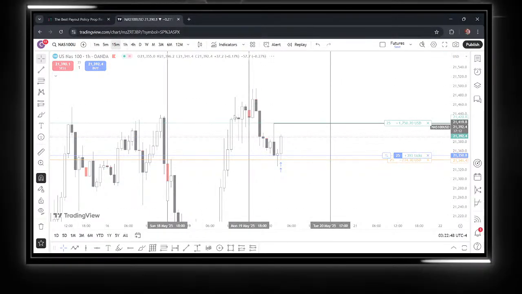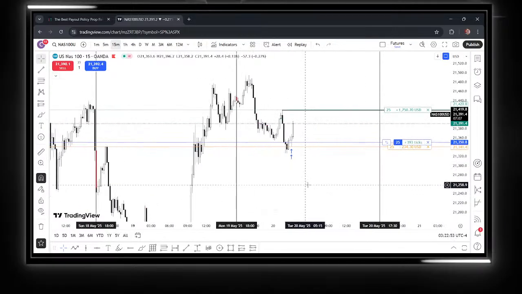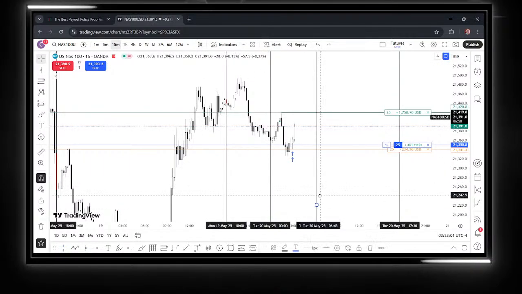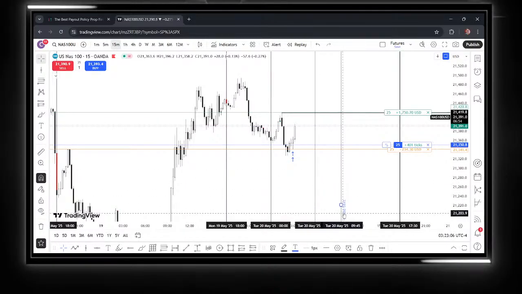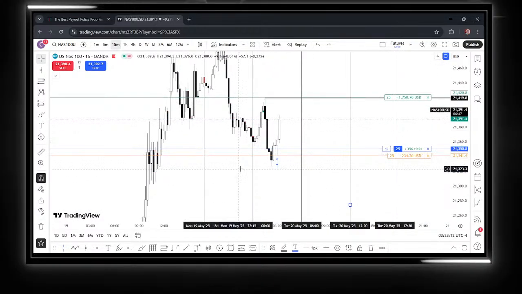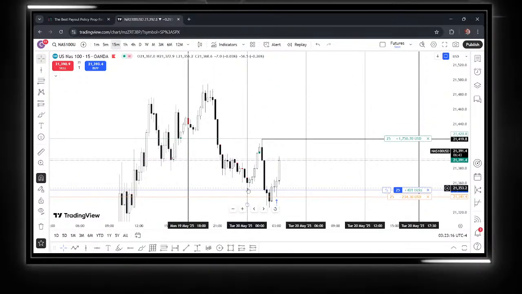So let's go on the 15, right? On the 15, we are just going to divide our sessions. These are our sessions that we have here. We can see how our Asia was, and how our London is. Asia was practically a full cycle, right? Asia had its own full cycle.